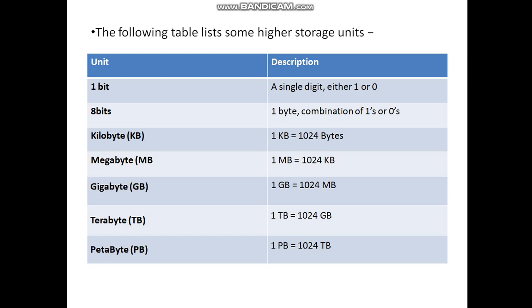So the smallest unit for storage is 1 bit. Next, 8 bits is equal to 1 byte. Then kilobytes, megabytes, gigabytes, terabytes and petabytes.